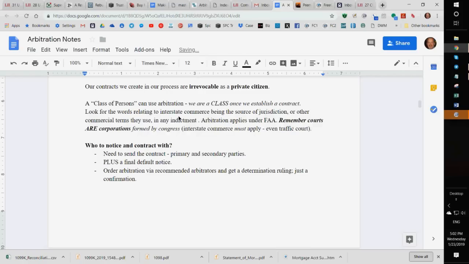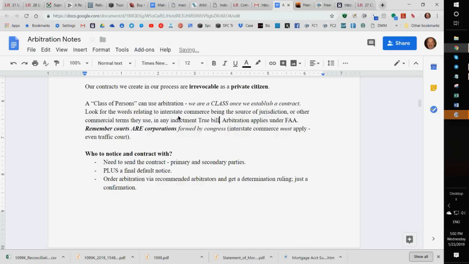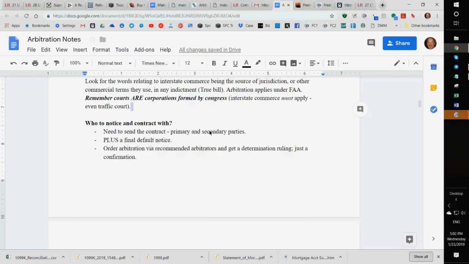Have you ever looked at them? A bill's a bill, boys and girls. So arbitration applies under the Federal Arbitration Act. Remember, courts are just corporations formed by Congress. They admit it. Big deal. If that's what they are, then let's treat them as such instead of making a big protest about it.